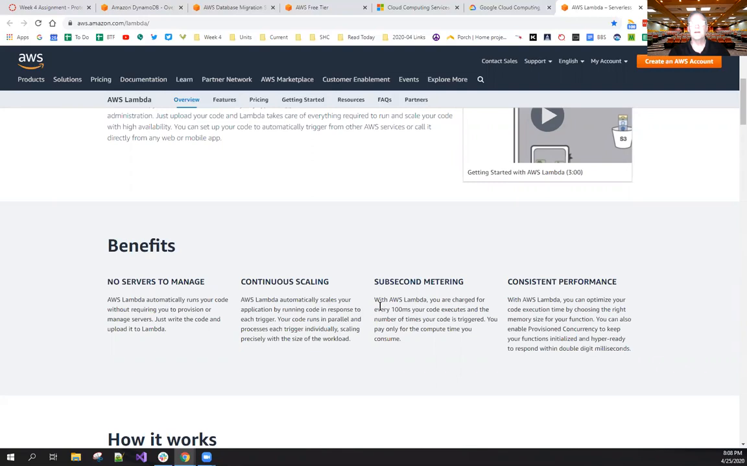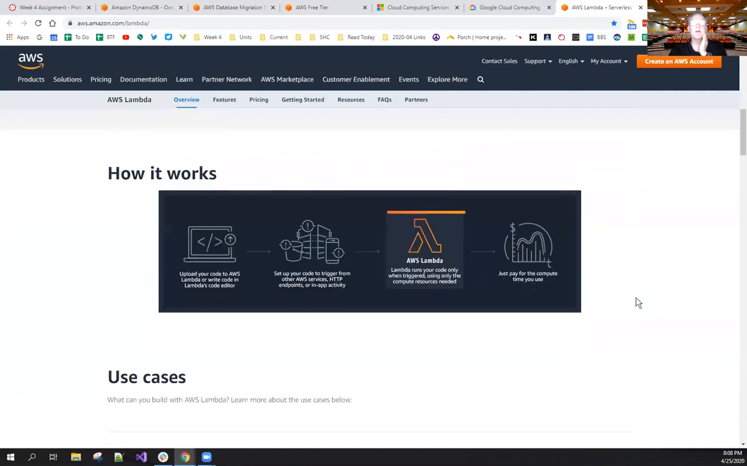Sub-second metering. You pay only for the compute time the second that it's running. You just pay for the run rather than the server. Consistent performance. So this is the Lambda service. You can either upload your code to AWS Lambda or write the code in the code editor. By the way, I've never done Lambda development. I've wanted to, so this is really intriguing to me.